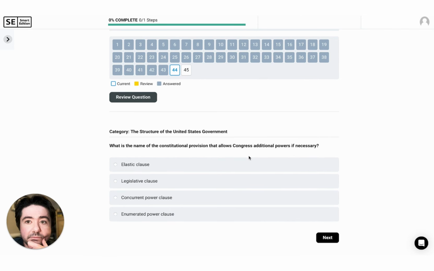The correct answer is A, the Elastic Clause, which is also known as the Necessary and Proper Clause in the Constitution. Now, when the founders wrote the Constitution in 1787, they knew that over time, the government's responsibilities and challenges to the government would evolve, and they would evolve into things the founders had no idea about. The founders knew they couldn't read the future, so they said, okay, government, you have enumerated powers. This is what the Constitution actually gives government the power to do.